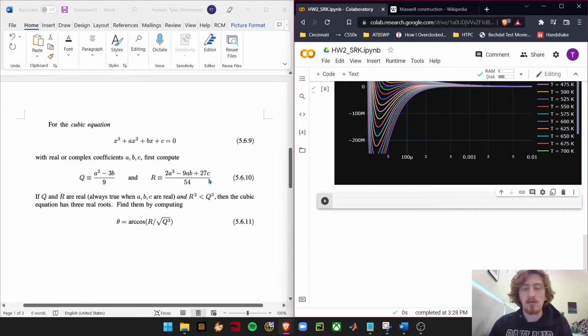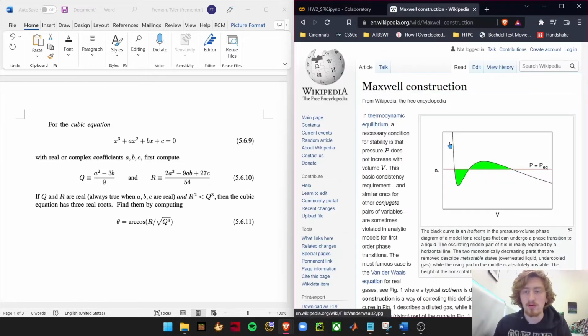So now we're going to be using the cubic polynomial we found in video 2 for the compressibility factor, and we're going to be using Cardano's formula to find the specific volumes as they relate to the Maxwell construction.